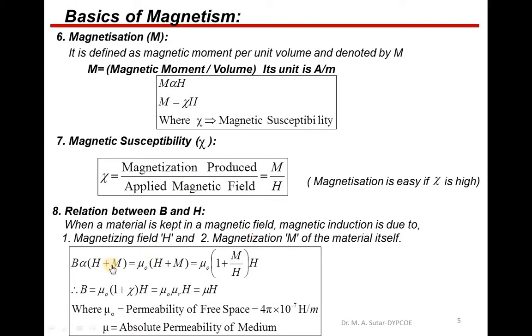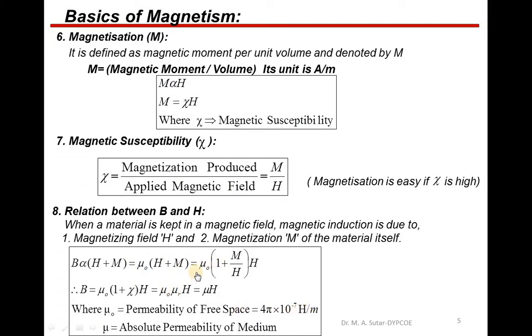That is why it is given as B is equal to mu 0 into (H plus M), where mu 0 is the permeability of free space or vacuum, and it is equal to 4 pi into 10 to the minus 7 Henry per meter.